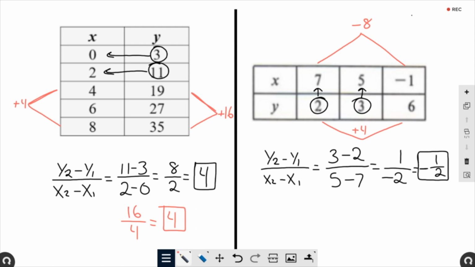So I set that up. The change in y would be 4. My change in x would be negative 8. When I simplify that, that would simplify to negative 1/2. My rate of change stayed the same.